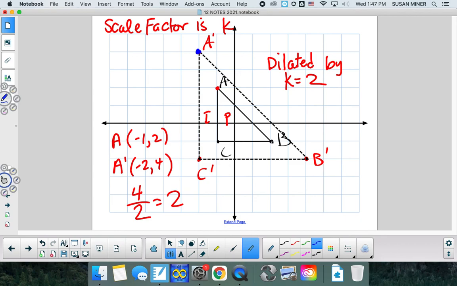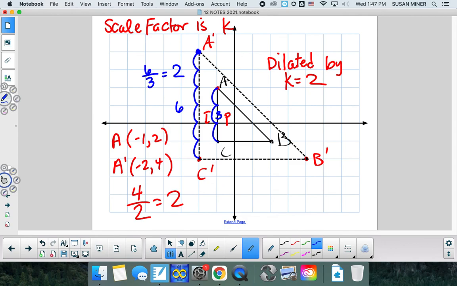The other way I could find out the scale factor is to take a look at the side length. Pick a side length that's easy to find, right? This side length here is 3 units long. Well, take a look at this side length over here: 1, 2, 3, 4, 5, 6. That side length is 6. How many times bigger is the image than the pre-image? 2 times as big. So I could also take the side lengths and divide to find the scale factor.